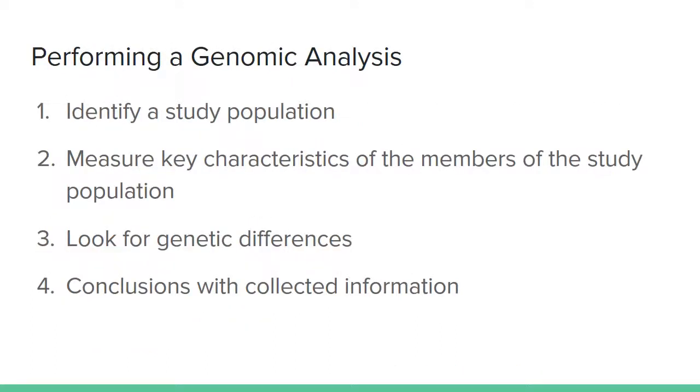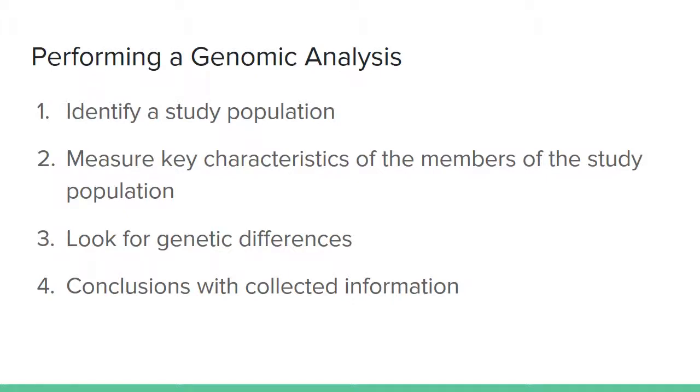Since genomic analysis is to identify, measure, or compare genomic features, there's a standard method to perform the genomic analysis. There are 4 basic procedures to conduct the analysis. First, identify a study population. To look for genes that are associated with a particular trait, a population must be chosen that uniquely fits a physical or behavioral model. Secondly, measure key characteristics of the members of the study population. Taking measurements helps to further define a population and to outline the specific traits and features they share.